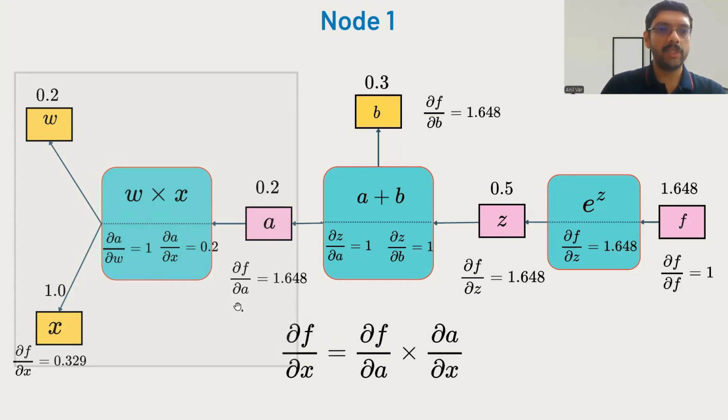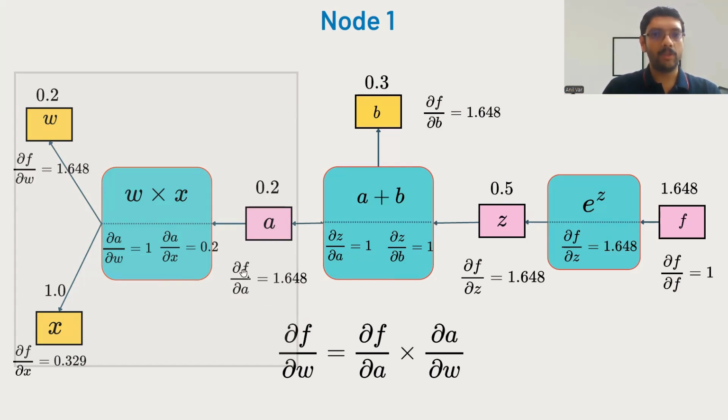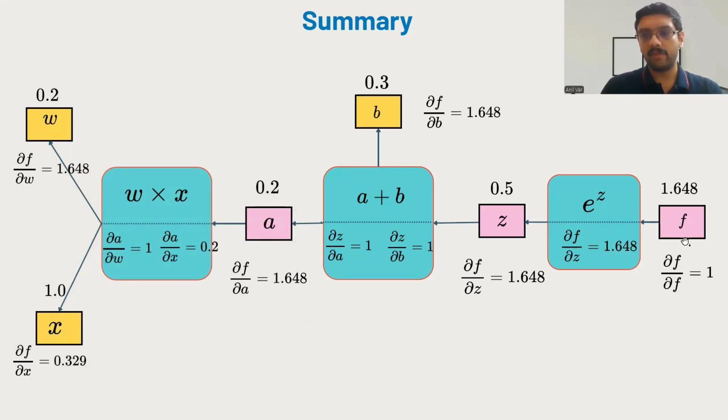And now we can compute the derivative with respect to the actual variables w and x, which is our downstream gradient. So ∂f/∂x is ∂f/∂a times ∂a/∂x, which by the chain rule is 1.648 times 0.2, which is 0.329, and ∂f/∂w is 1.648 times 1, which is 1.648. And so with that, we've propagated all the way back and computed the gradient with respect to our inputs, right?